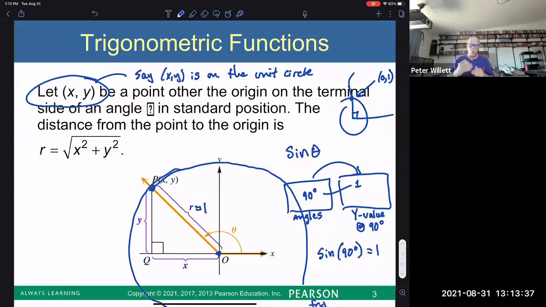Now notice this one measurement, this is not an angle. This is not in degrees. This is a y value. X and y values are real numbers. They don't have degree measurements associated with them. So the input of a sine function is some sort of an angle, and the output of the sine function is a number, and it's a y value of a number on the unit circle. Questions so far?